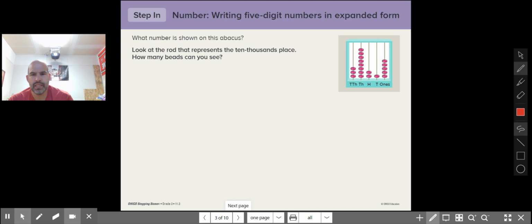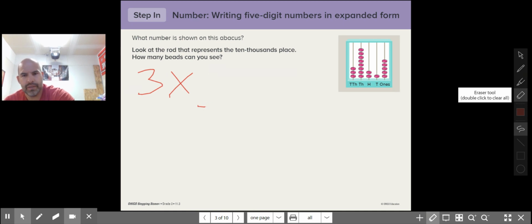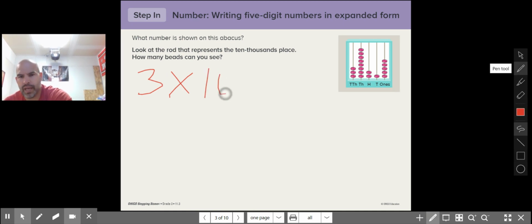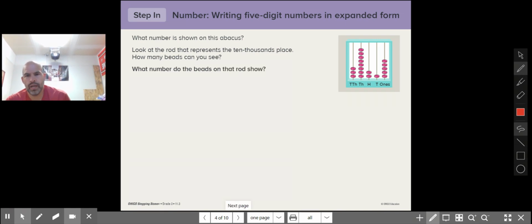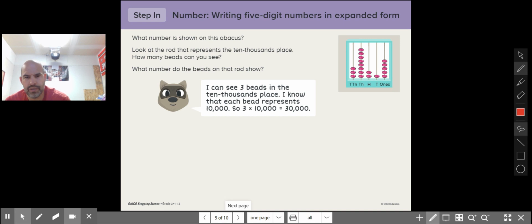It says, look at the rod that represents the 10,000s. How many beads do you see? So we see 3 beads, right? So that would be like 3 times 10,000. Sorry about that. Let me clear that. Okay. 3 times 10,000, right? So what number do the beads on that row show? They show 30,000, right? Because I see 3 beads in the 10,000s place. I know that each bead represents 10,000, so 3 times 10,000 equals 30,000, correct?